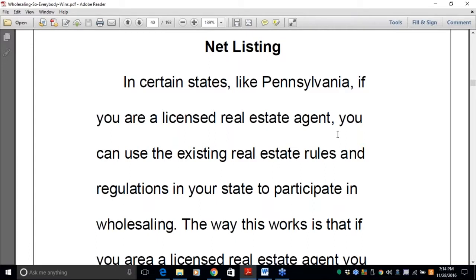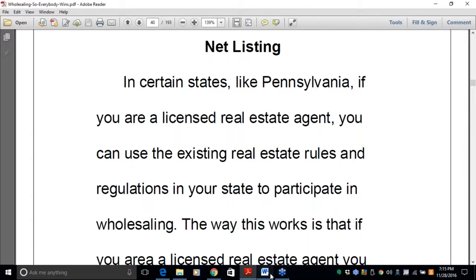Okay, net listing is a variation of a wholesale transaction. And again, for those of you just briefly, if you weren't on last week and not sure what wholesaling is, you're simply selling the contract. You're not selling the property. You're selling the contract for the property. So in other words, you get the property under contract.